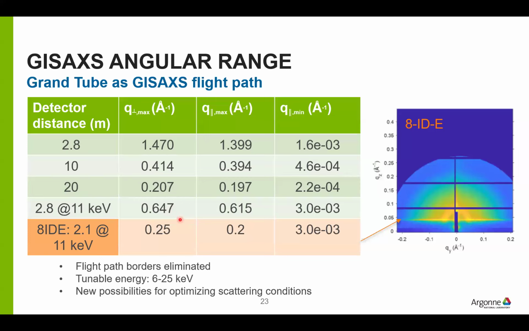But with the tunable source now, we have a wide range of Q that we can achieve depending on what the experiment calls for. So different Qs and different resolutions. So, you know, we'll have to start exploring that when beam is available.